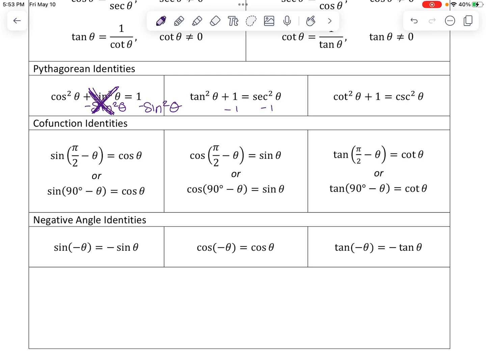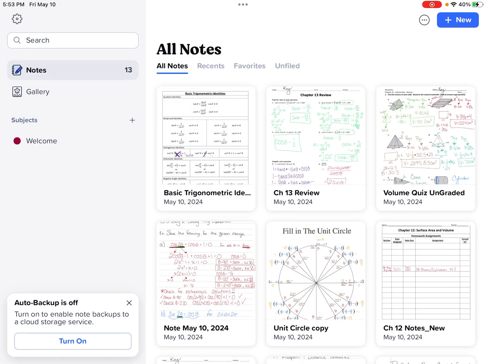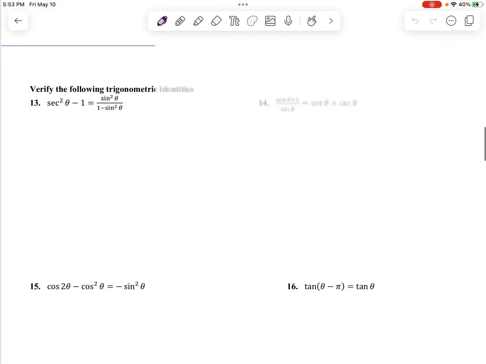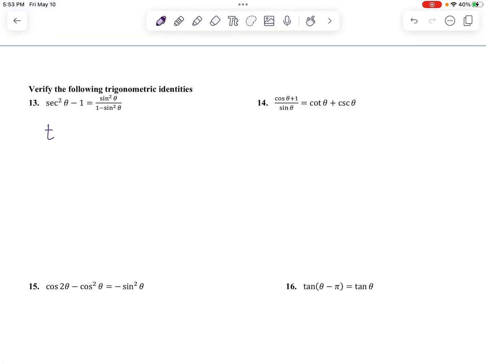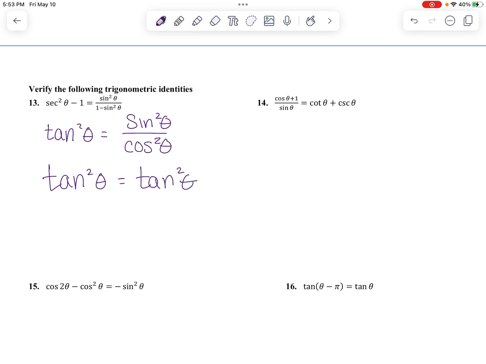And then the other one was secant squared minus 1, which is tangent squared. So this becomes tangent squared. This becomes sine squared theta over cosine squared theta. Wait a second. Sine squared over cosine squared is indeed tangent squared. Done.